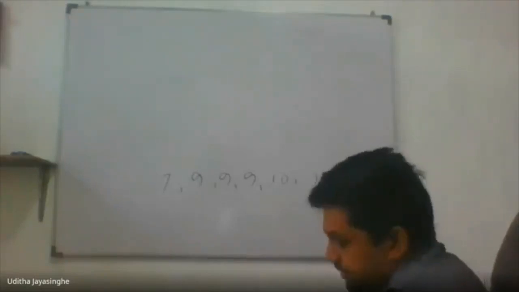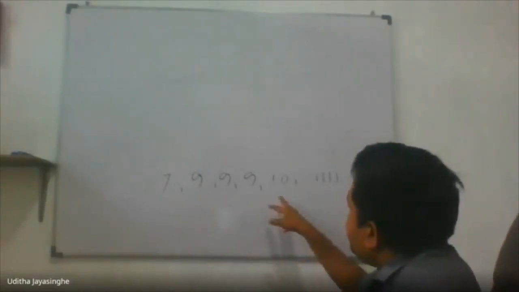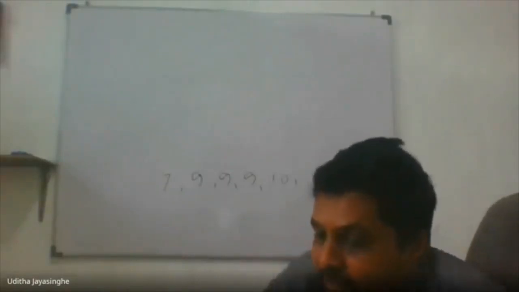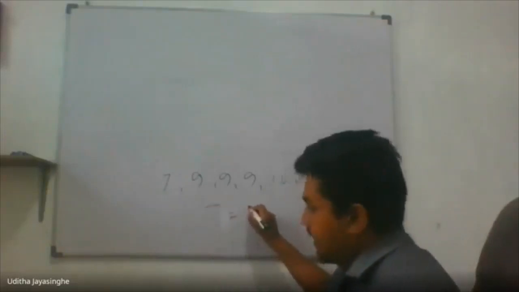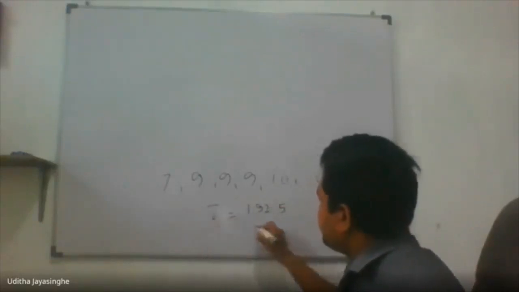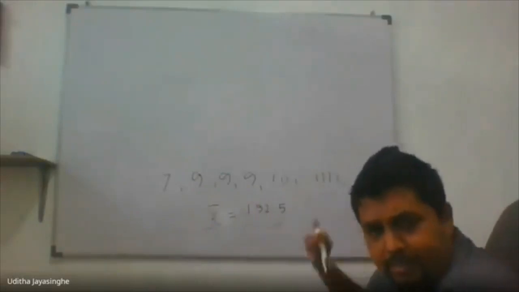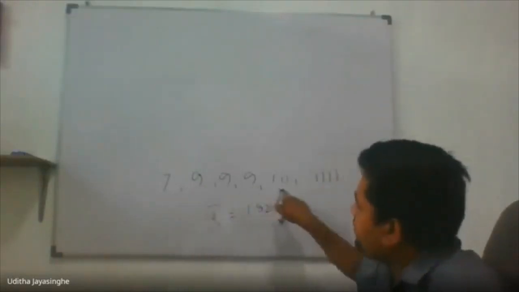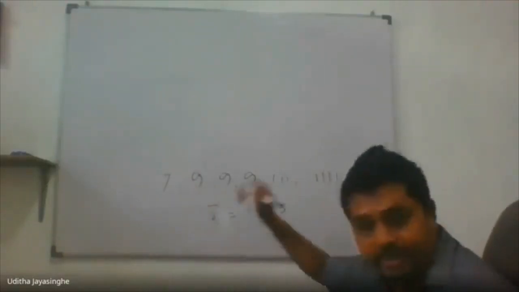I get the sigma as 1155. I have 6 numbers here. I divide it by 6 and I get a mean, x bar, as 192.5. This is the mean of this particular data set. But if you look at the data set, what do you see, students? You have 7, 9, 10. These are much more towards the 0 and 10.